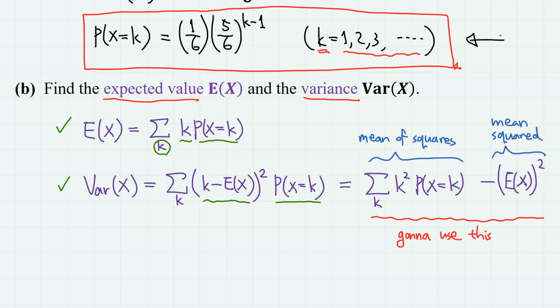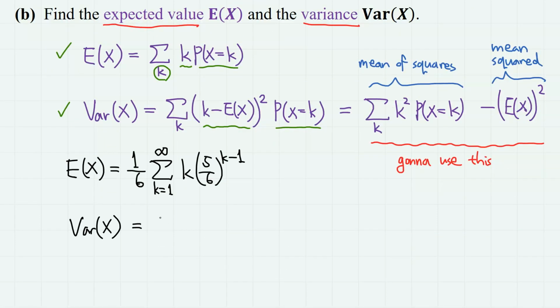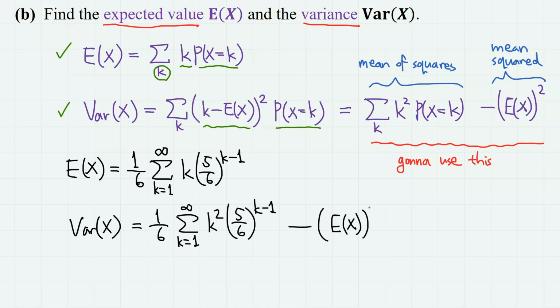Now, using our previously obtained probability mass function, we have expected value as 1/6 sigma k times (5/6) to the power of k minus 1 from k equals 1 to infinity. You know, because this k can have the value of every natural number. So this is the expected value. And the variance is 1/6 sigma k squared (5/6) to the power of k minus 1 from k equals 1 to infinity minus expected value squared.